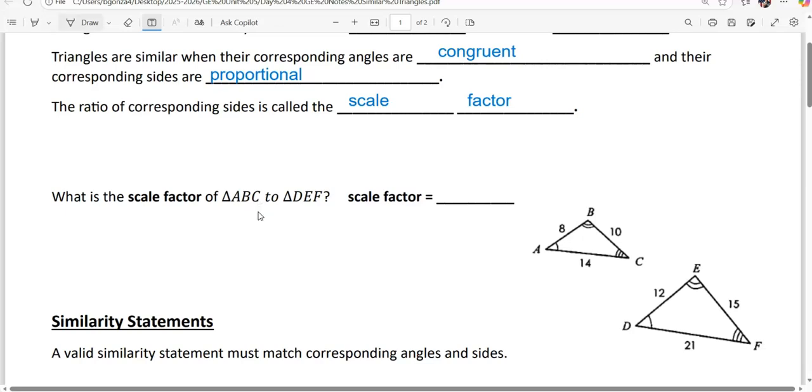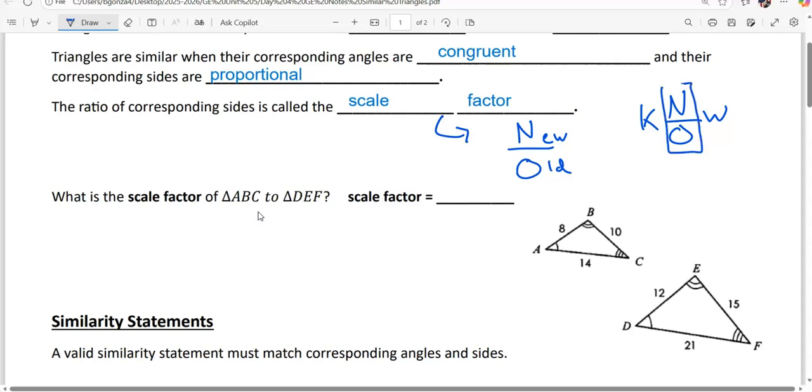Now, for scale factor, here's a little trick. For scale factor, it's N over O: the new over the old, or the original. So if you want to know scale factor, you've got to know N over O. That way you know what the answer is. N-O spells no. N over O is scale factor. Why am I telling you this?